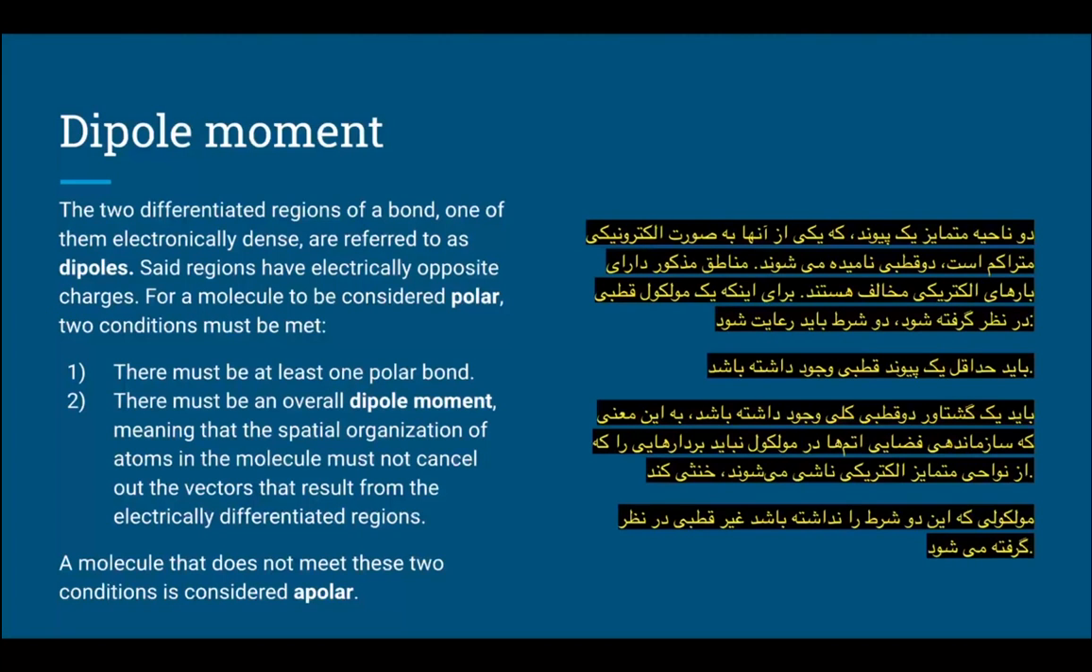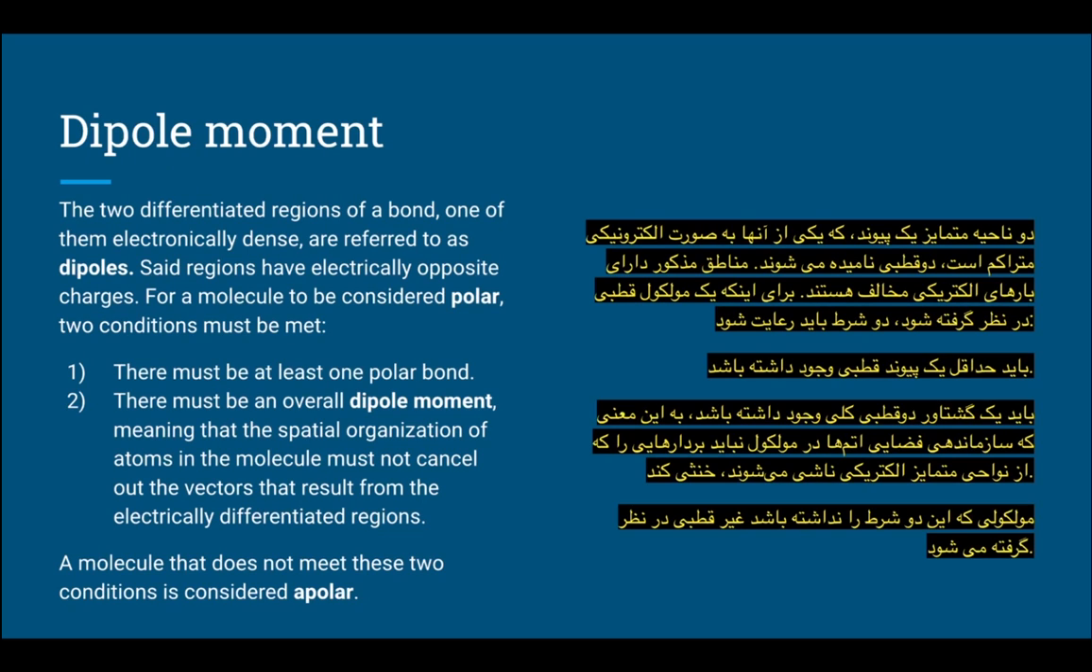Hello, my name is Grace from Massachusetts, and today we'll be talking about the dipole moment. The two differentiated regions of a bond, one of them electronically dense, are referred to as dipoles. Said regions have electrically opposite charges.